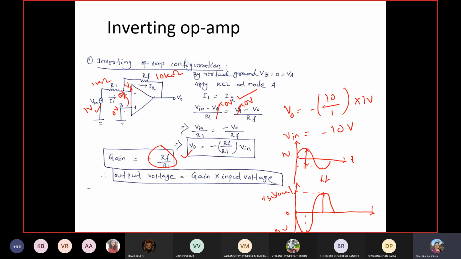Total range is minus 10 volt. So this negative sign represents the 180-degree phase shift. Okay. Got the idea behind this?